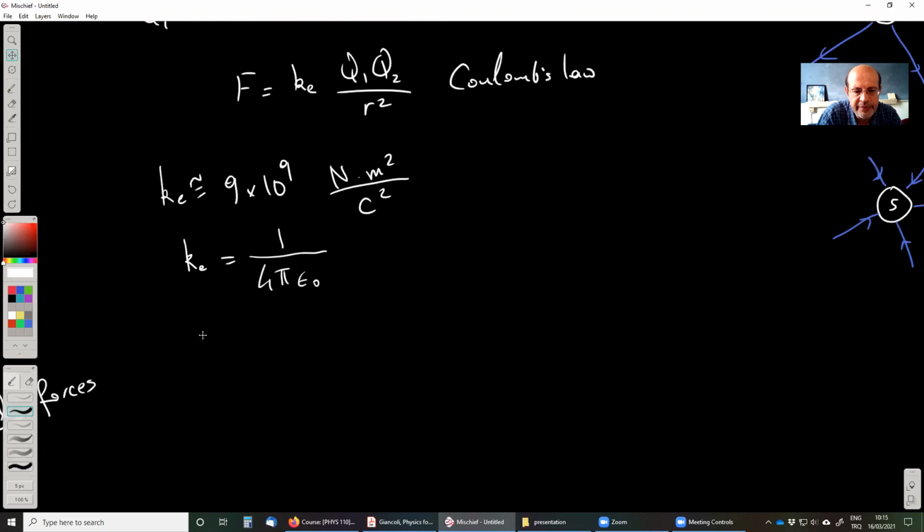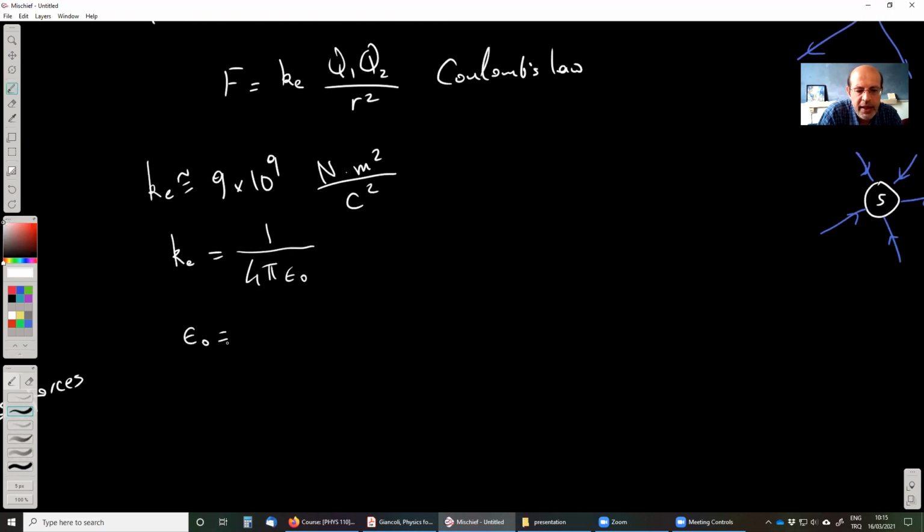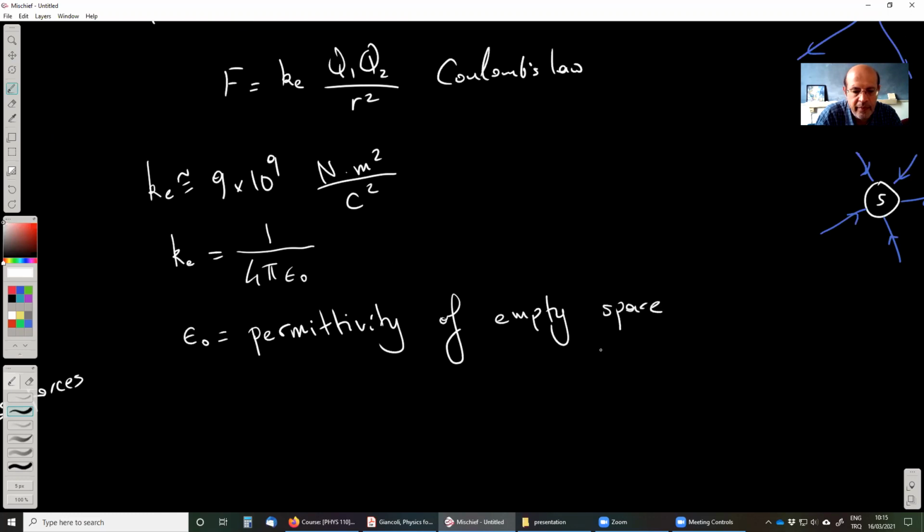Here, epsilon 0 is called the permittivity of empty space. What's the meaning of that word? Well, it is derived from some English word, so it kind of explains how the empty space permits some electric fields to pass through or something like that. I don't know. I don't care.